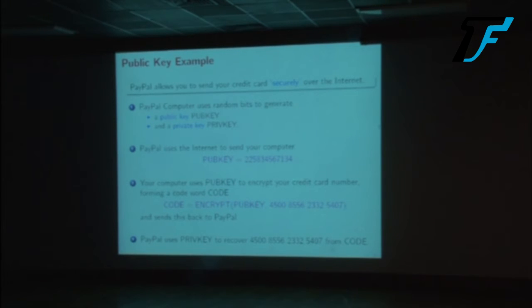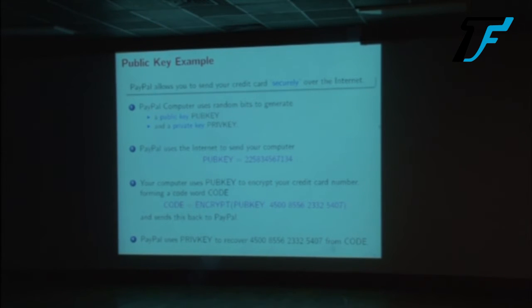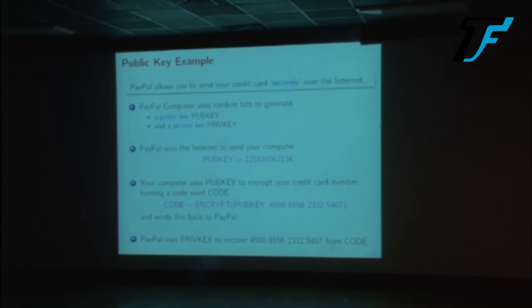Your computer uses the public key to encrypt your credit card. There's your credit card number. So it applies a function to these two things and some random bits. And then it sends this encrypted code back to PayPal. And PayPal is able to use its private key to recover your credit card number.